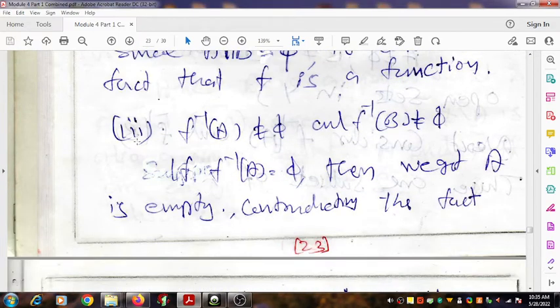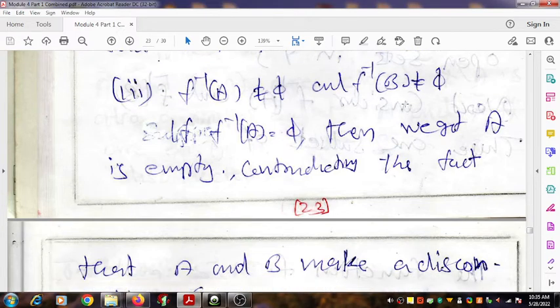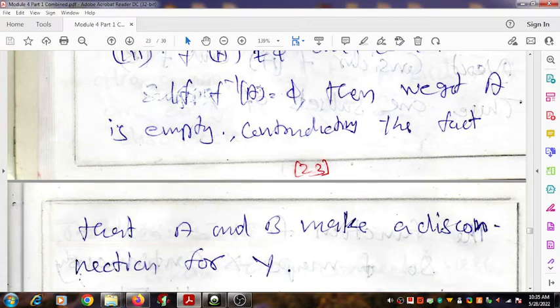The third property is that F inverse of A is non-empty and F inverse of B is non-empty. So first of all, we choose to prove that F inverse of A is not empty.